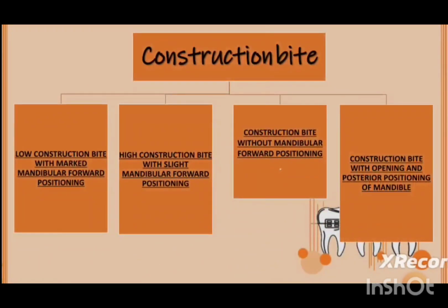Now, let us talk about the construction bite. So, a construction bite is a process by which the position in which the functional appliance has to be processed is registered. Now, there are certain guidelines for it. We will discuss it, but firstly, let's understand the different types of the construction bite. First one is the low construction bite with marked mandibular forward positioning. Second is high construction bite with slight mandibular forward positioning. Then construction bite without mandibular forward positioning, and construction bite with opening and posterior positioning of the mandible.